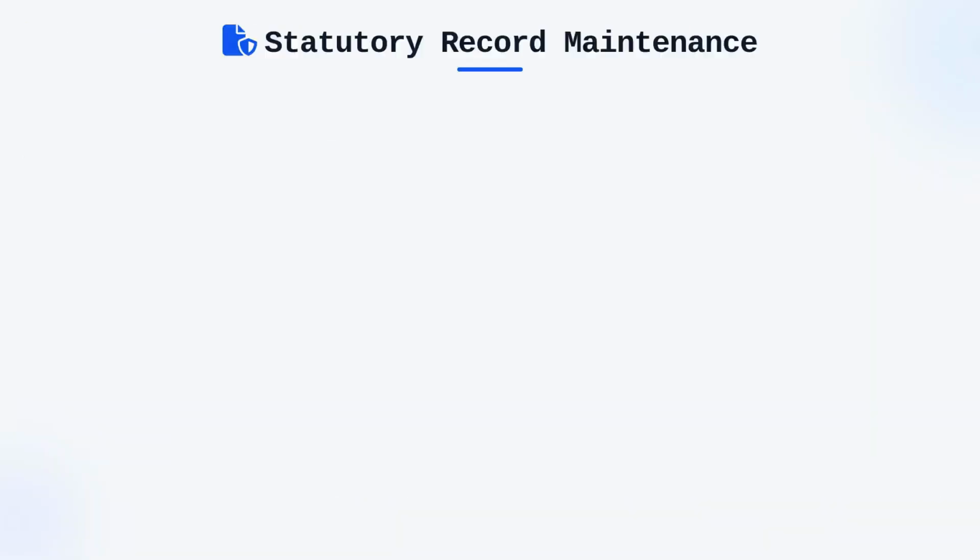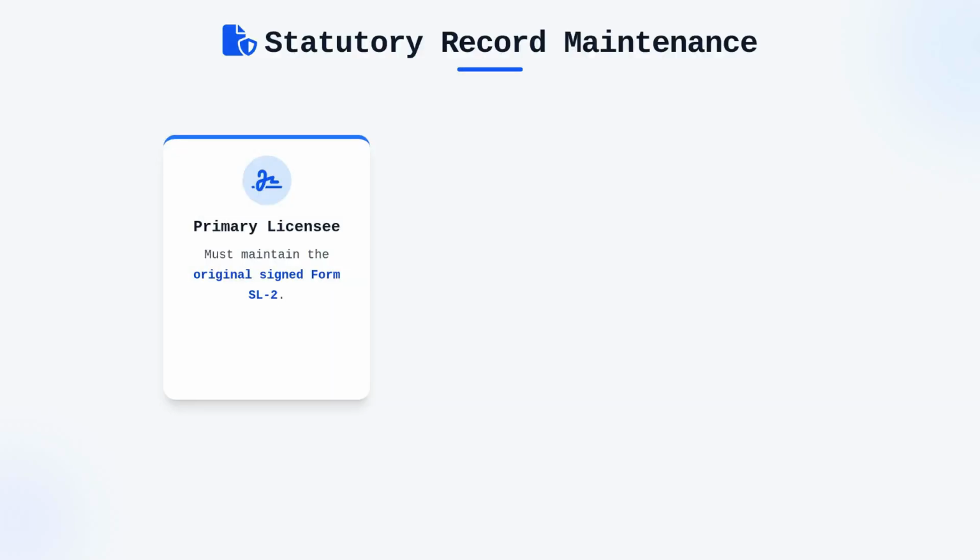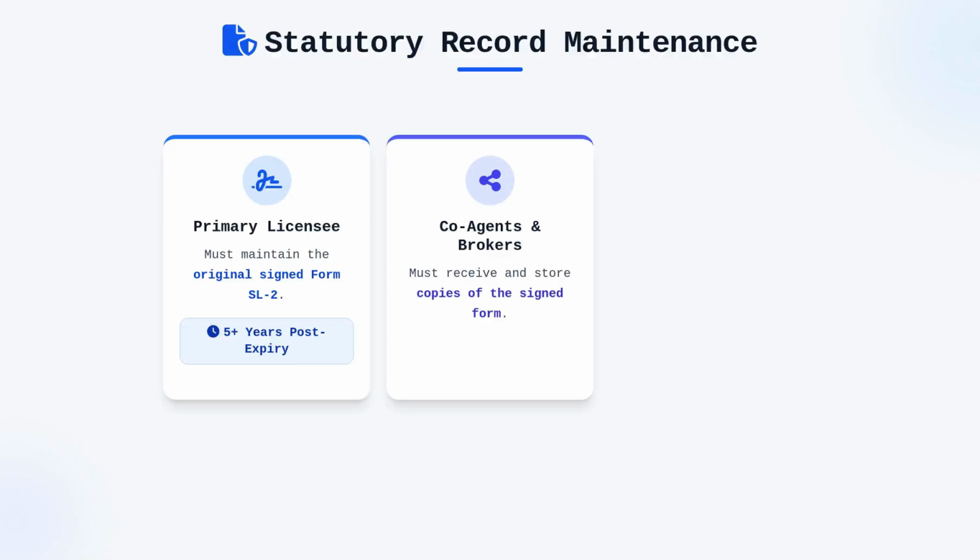Maintaining these records is a strict statutory mandate designed to ensure accountability long after the policy has been issued to the client. Under California regulatory rules, the original signed Form SL-2 must be maintained by the licensee who signed the document for a period of at least 5 years after the expiration or cancellation date of the policy. Copies of this signed form must also be distributed to all other agents or brokers involved in the transaction, who must keep them in their respective client files.